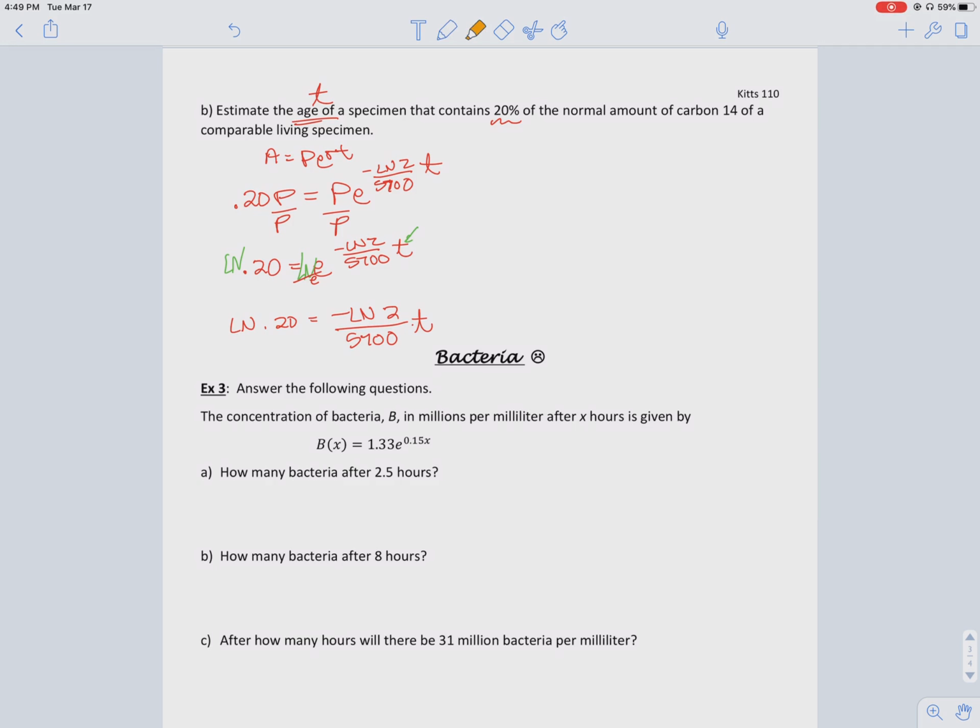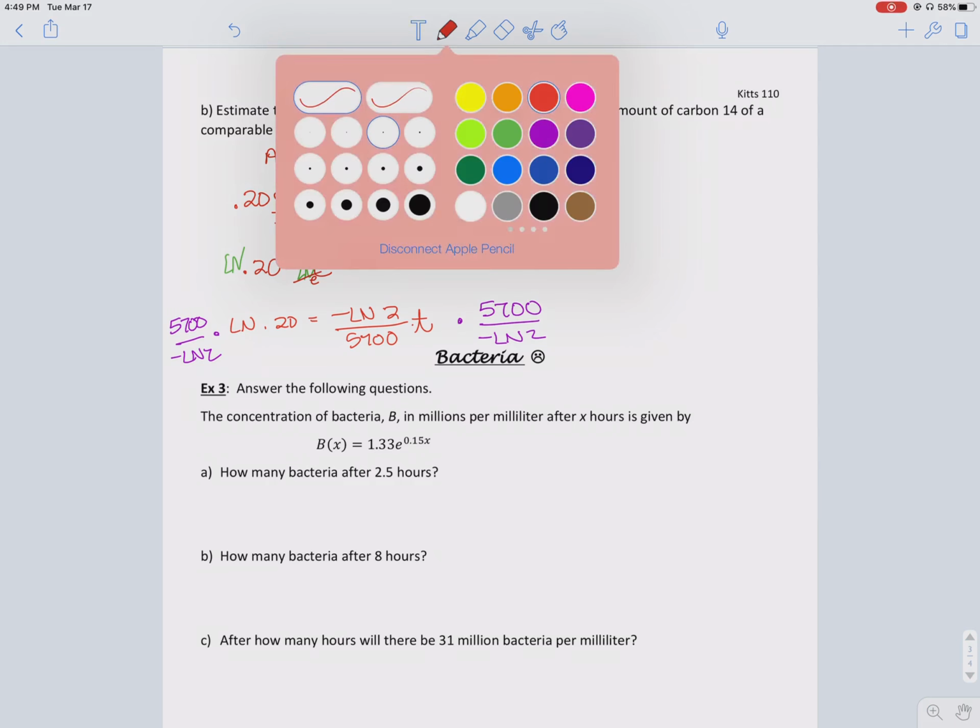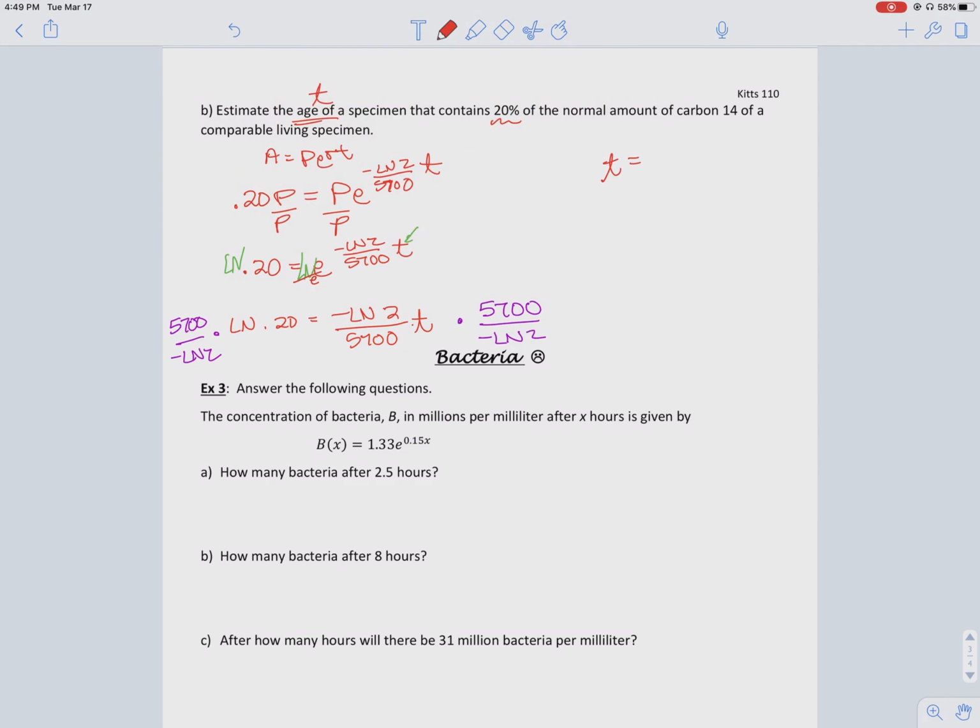Again, we just need to get rid of this thing right here, right? So we get rid of it by multiplying by its reciprocal. So the 5,700 is going to cancel out. Negative natural log of 2 is going to cancel out. And we do the same thing on this side. Whatever you do to one side, you've got to do to the other. So my t, everything over here is going to cancel except for my t.